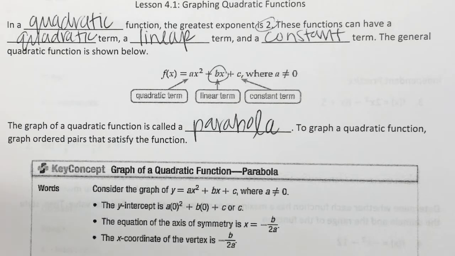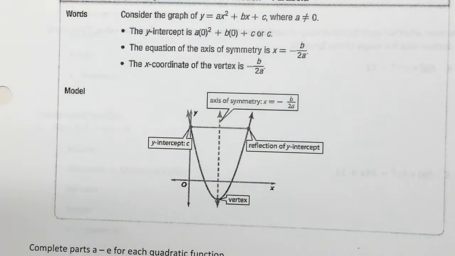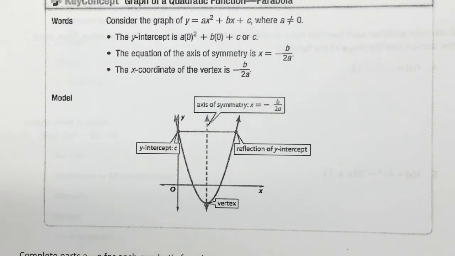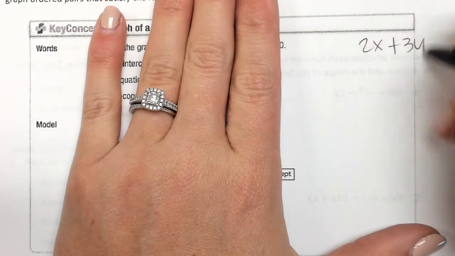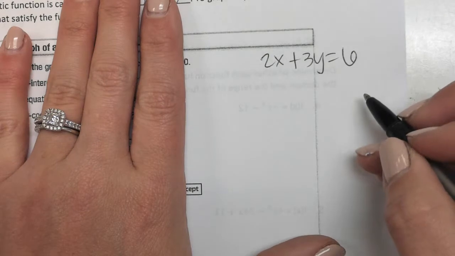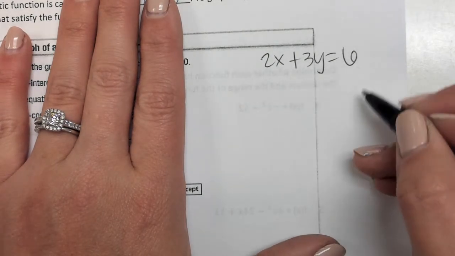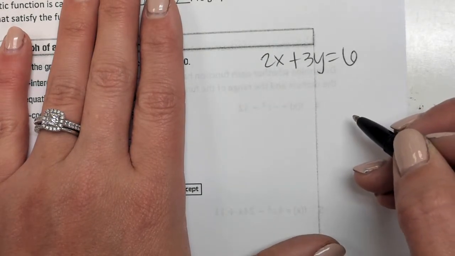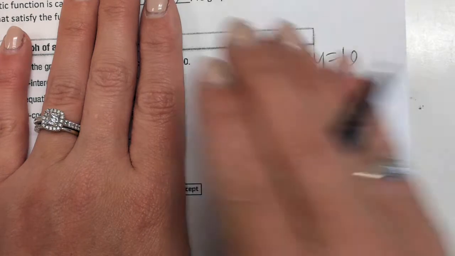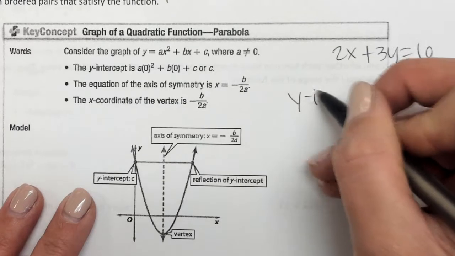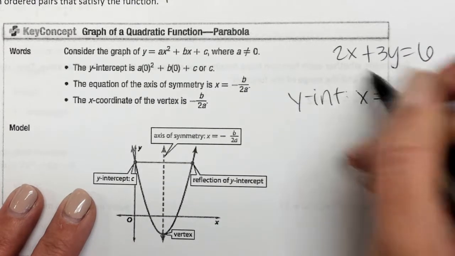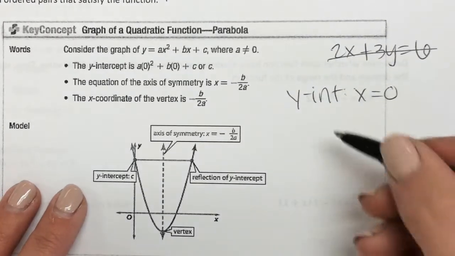Alright, y-intercept, that does not change. Same thing as a linear equation. How do we find a y-intercept? Alright, let's review. If I gave you 2x plus 3y equals 6, what would the y-intercept be? What did you say? 2. How'd you find that? Yes, set x to 0. Same thing here. For y-intercept, write that down. You set x to 0. Same thing with quadratic as we did with linear.